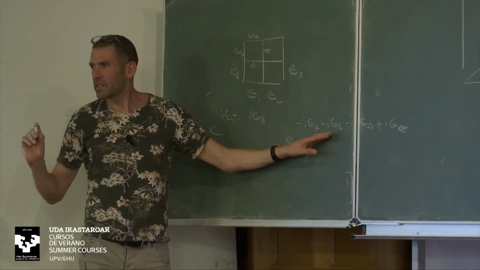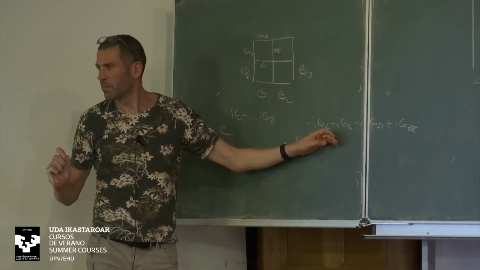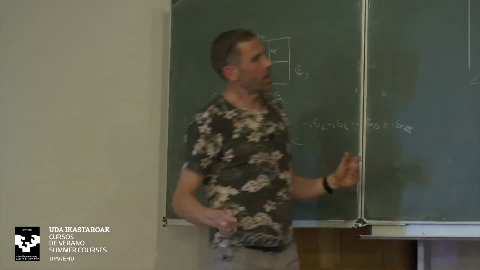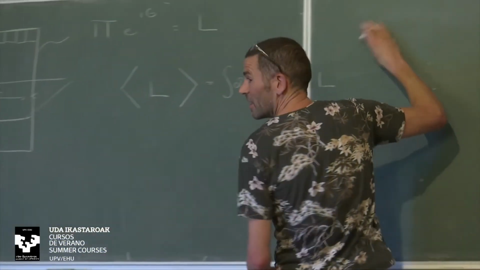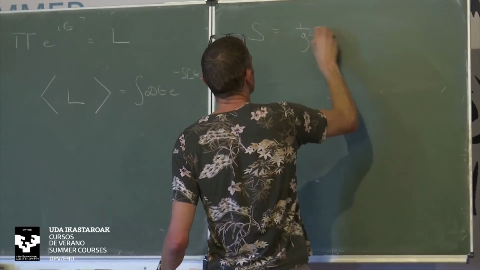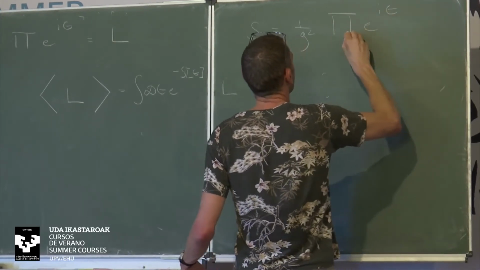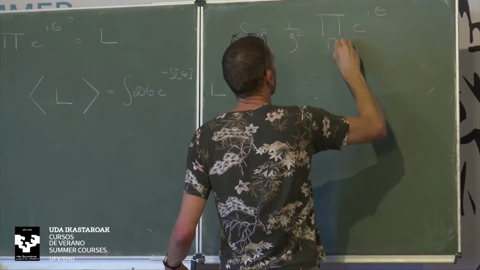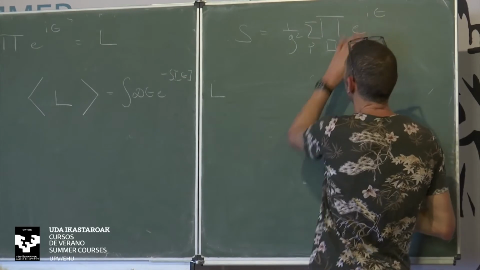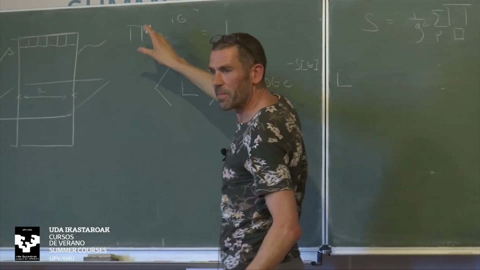I see questioning faces. Should I explain it again? I mean, I think it's not rocket science. Remember that the action was this very simple expression, 1 over g squared, product of e to the I theta along the plaquettes, and sum over all plaquettes. So use this, maybe with a minus sign, to kill these phases here.